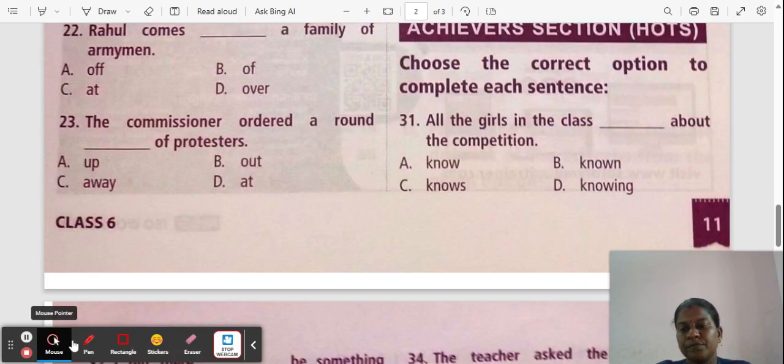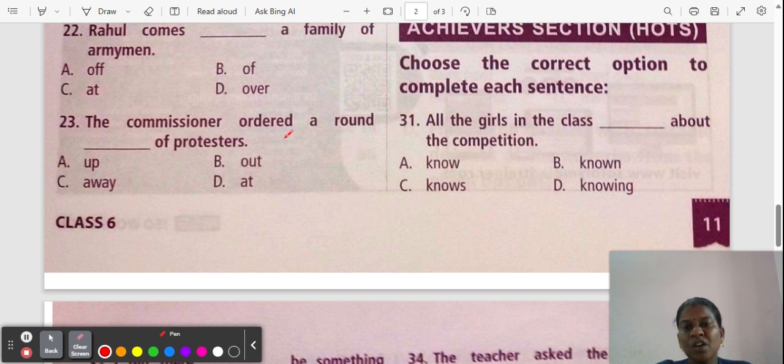Then question number 23. The commissioner ordered a round dash of protesters. Protesters means some people arranged in a specific place with signs. They have to show their opposition to something. So the commissioner ordered a round. Option A up, option B out, option C away, option D at. Round up of protesters. The commissioner ordered a roundup of protesters. Option A up is the correct answer.